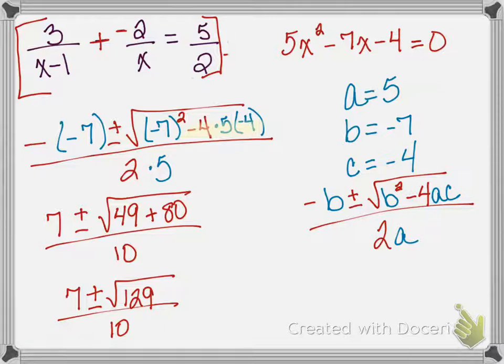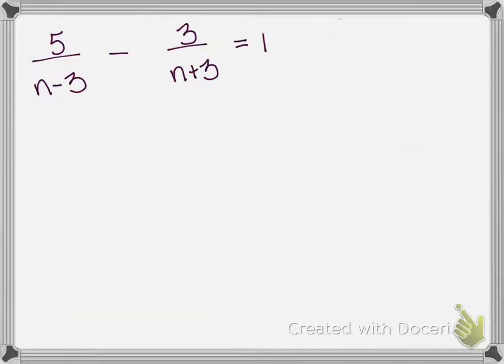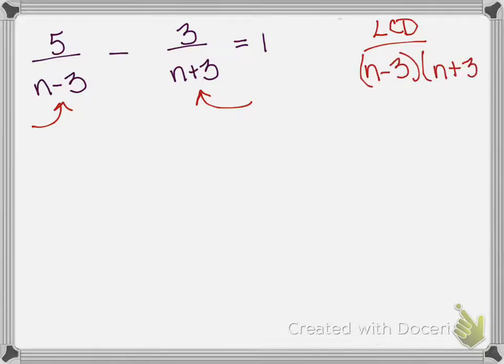Okay, can I move to the next one? 5 over n minus 3 minus 3 over n plus 3 equals 1. So I want to figure out what my LCD is. Is n minus 3 different than n plus 3? Yes, so I have to include both of them. So I have n minus 3 times n plus 3. There is something else that I want to deal with immediately. Any idea what it is? Good. This is going to become plus negative 3.